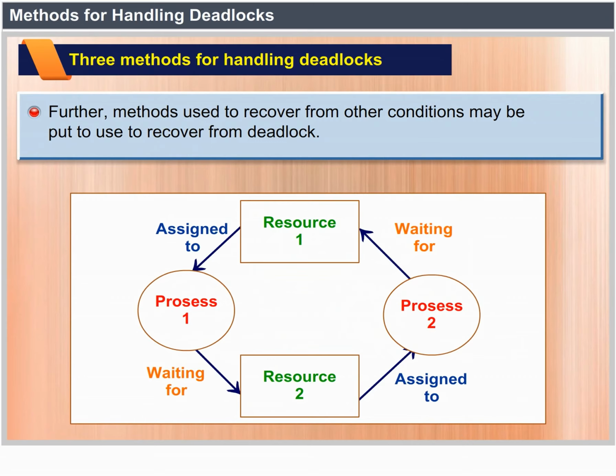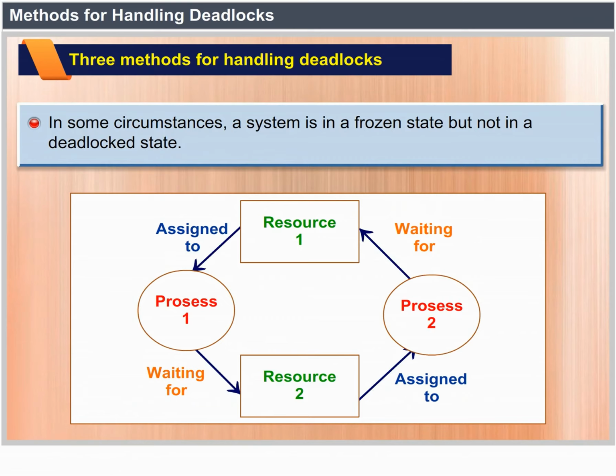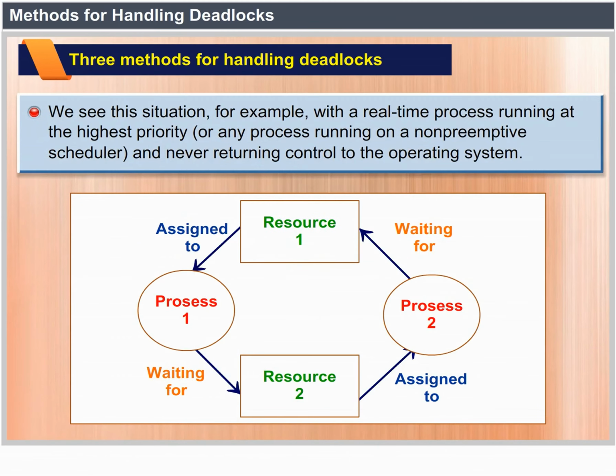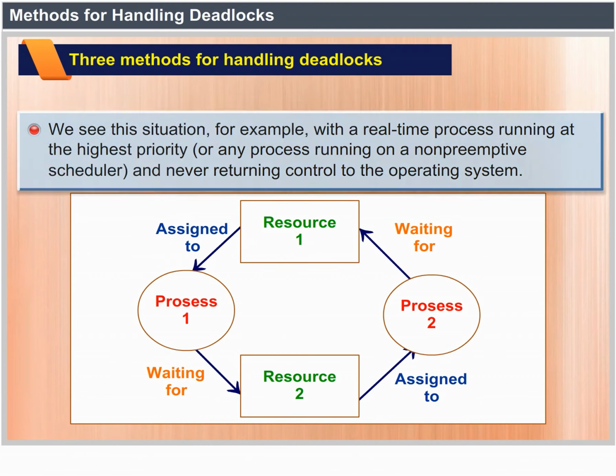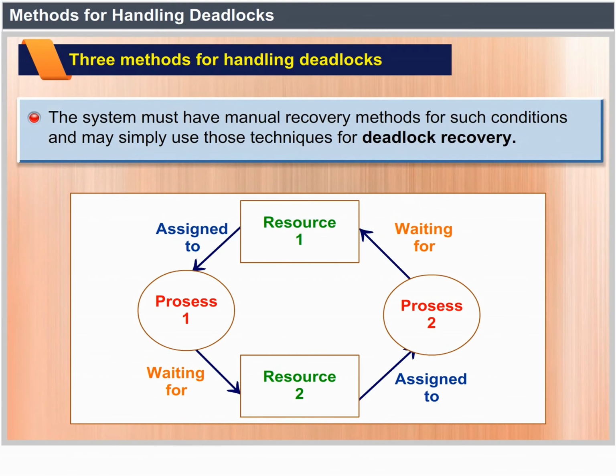In some circumstances, a system is in a frozen state but not in a deadlocked state. We see this situation, for example, with a real-time process running at the highest priority, or any process running on a non-preemptive scheduler and never returning control to the operating system. The system must have manual recovery methods for such conditions and may simply use those techniques for deadlock recovery.